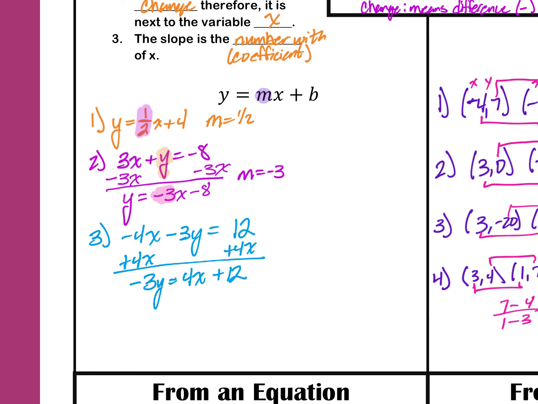Now what do I do to the y? Divide by what? Negative 3. Good. And I get y equals 4 over negative 3x minus 4. So what's my slope? What's the number with x? 4 over negative 3. Are you okay with that? Okay. M equals negative 4 over 3. Done. Okay, does that help a little bit?